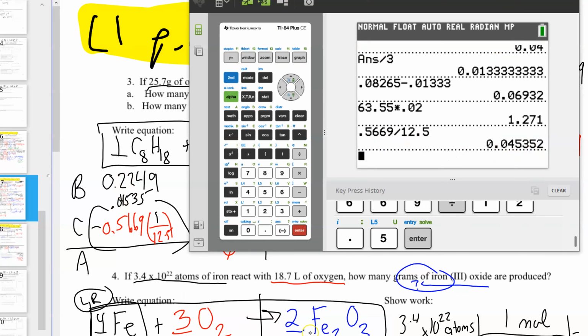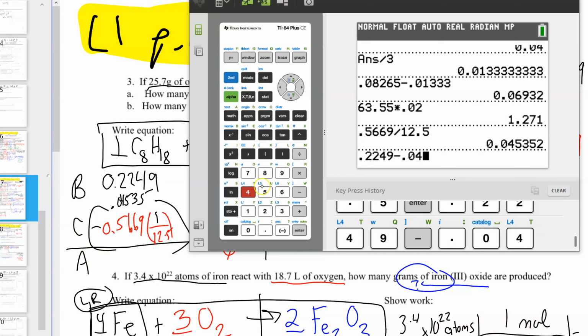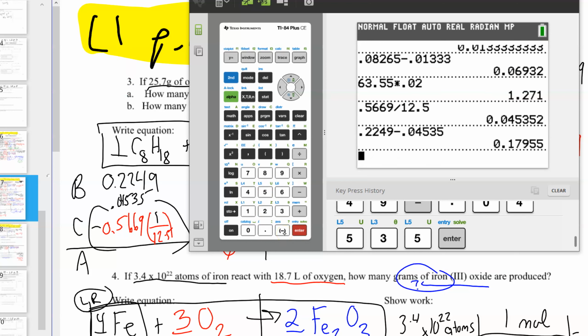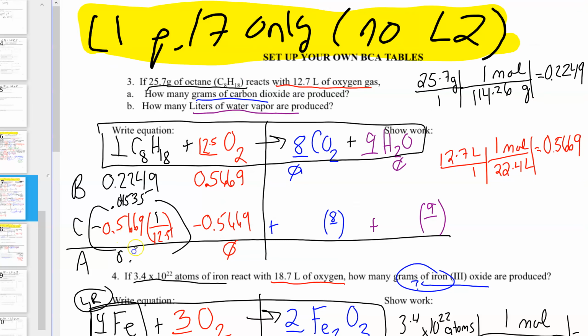Yeah, we will. Okay, so take 0.2249, that's my moles of original octane I had before the reaction, and I'm using up 0.04535 approximately. I'm going to have 0.1795 left over. And that's going to be my moles of excess reactant. Okay, so now we know that this right here, this was indeed limiting. It ran out. And so we're going to use that number to figure out everything else. They want to know liters of water vapor and grams of CO2.